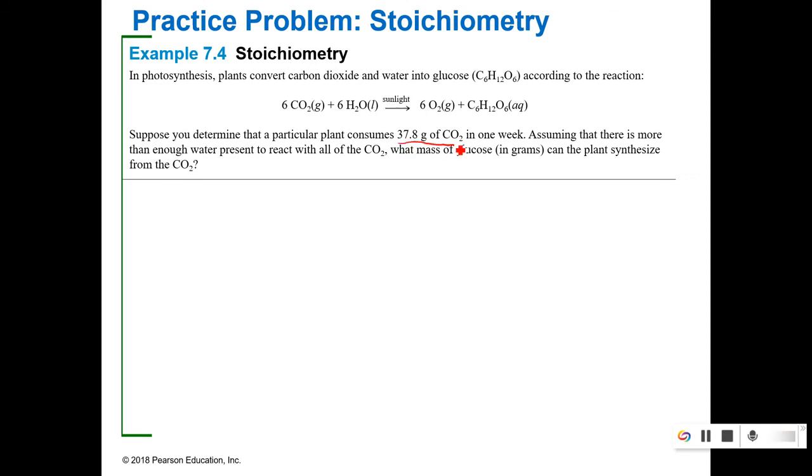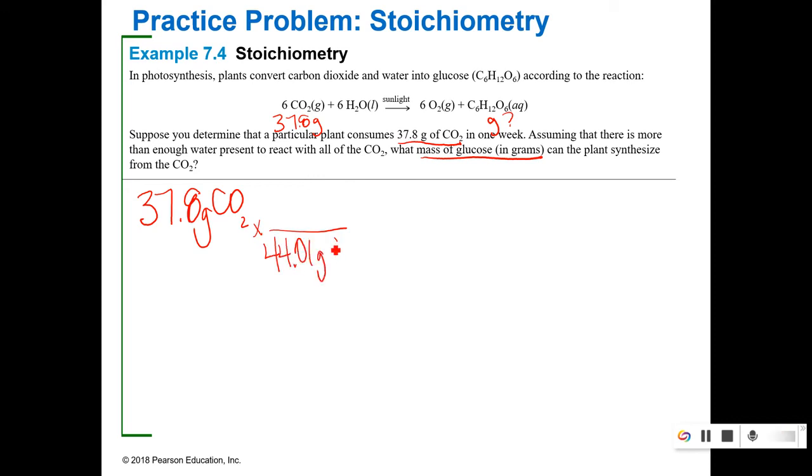Here's a number, 37.8 grams of carbon dioxide. What mass of glucose in grams? So we're looking for grams of this, and I have 37.8 grams of CO2. So you always start with your given. Likely carbon dioxide, we just did its mass, 44.01, 1 mole. Okay, cross out what we can. Then our moles of CO2 goes on bottom. Moles of glucose goes on top.